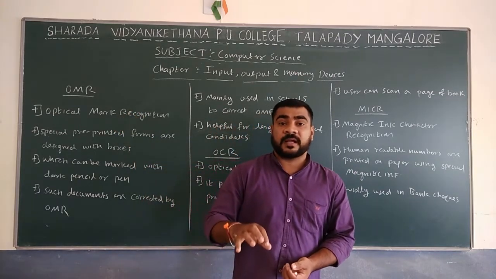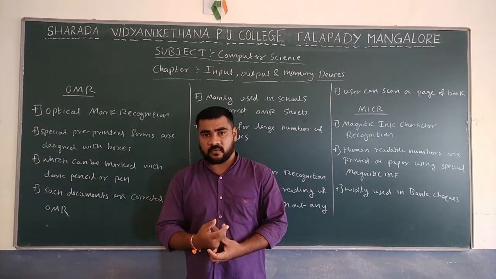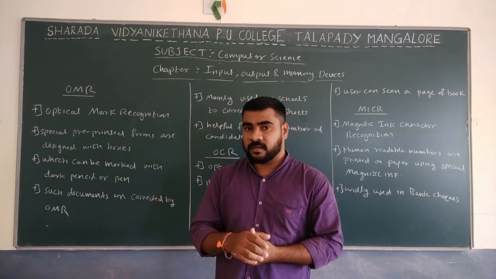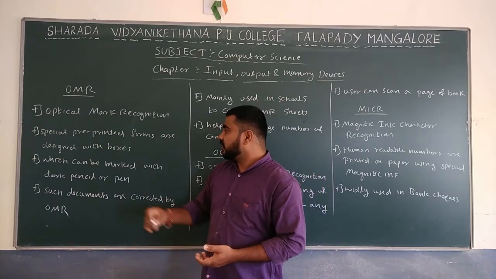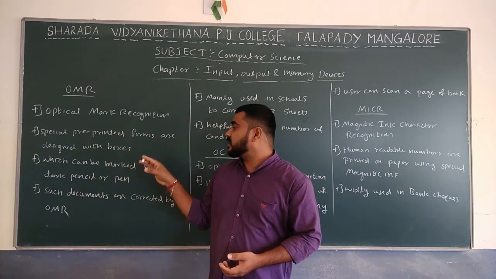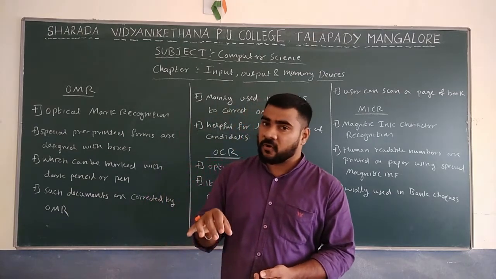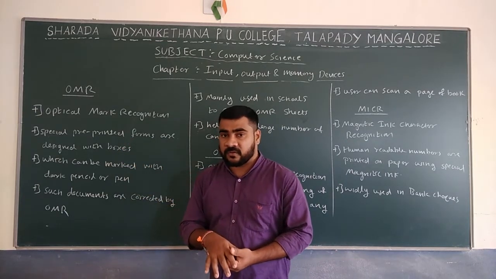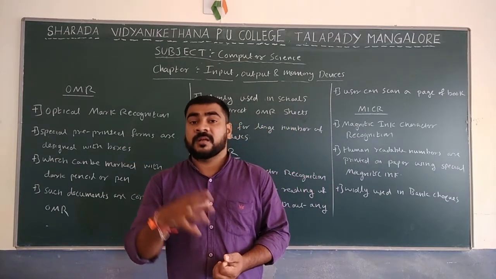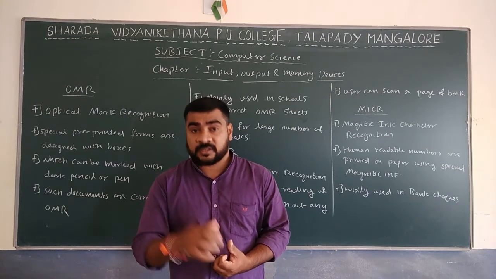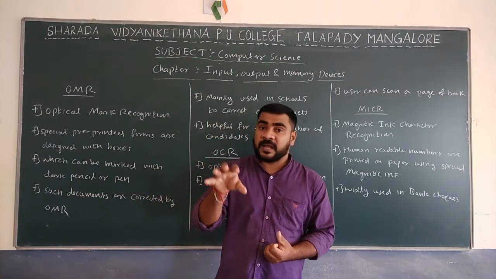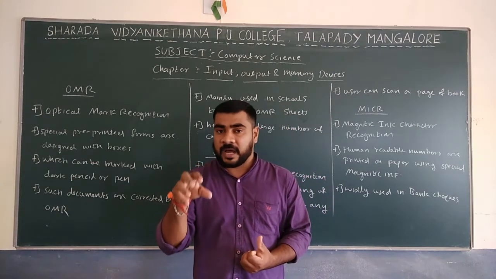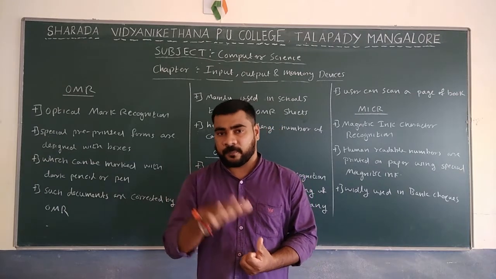Now we will move to the next type of input device, that is OMR. OMR means optical mark reader or recognition. In the case of OMR, it makes use of special pre-printed forms designed with boxes. Those boxes are filled in with either a dark pencil or a pen. Users have to fill in their answers with a dark pencil or a pen.